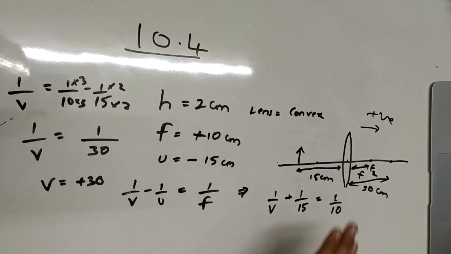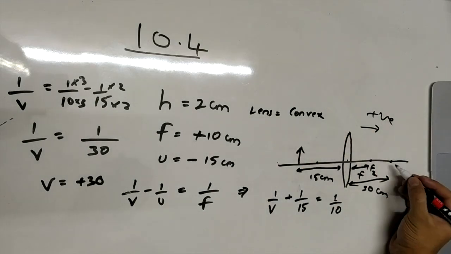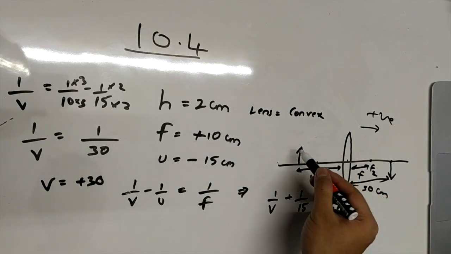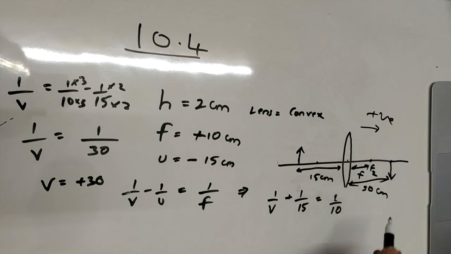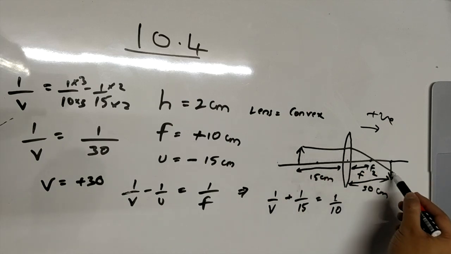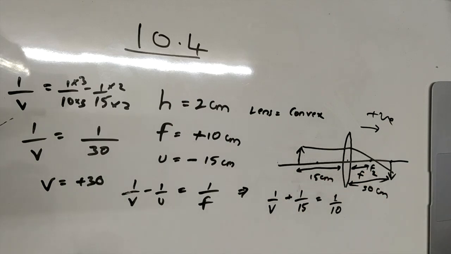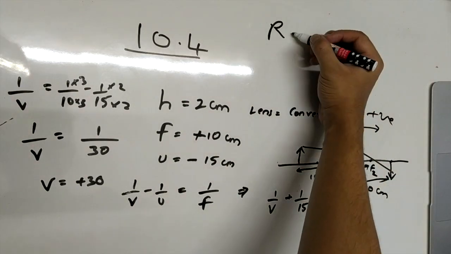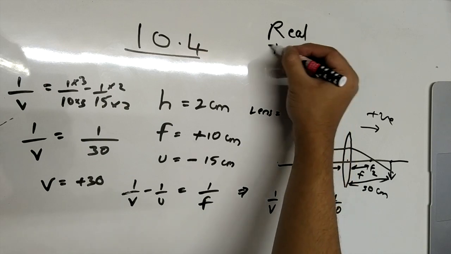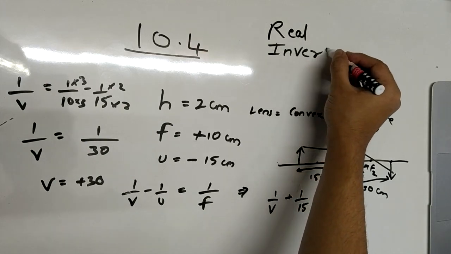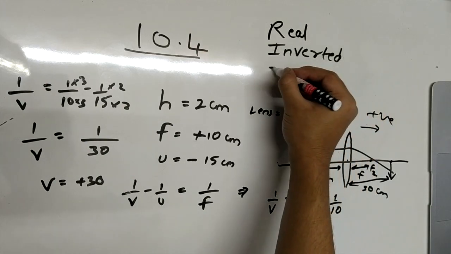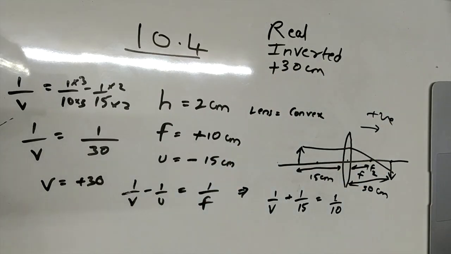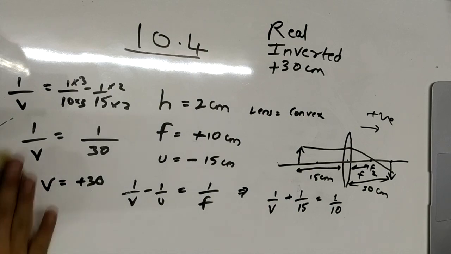Whenever the image is formed on this side, it will always be inverted only. And because it is going to be formed by actual intersection of rays, because light will pass like this, that's why it is real also. So what is the nature? Real and inverted. What is the position? Plus 30 centimeter.